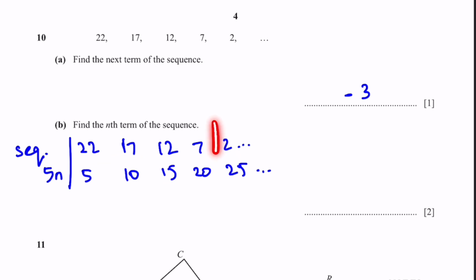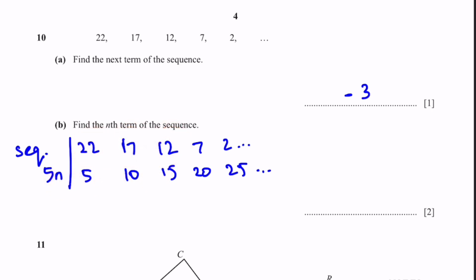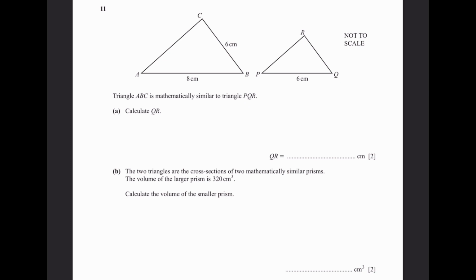Now this sequence is descending, and the 5n is ascending. So we need to subtract 5n from some number to get this. So that some number is x. So x minus 5 will be 22. x minus 10 is 17. x minus 15 is 12. Like that. And using this information, we can find out that x will be equal to 27. That means the sequence will be 27 minus 5n. That's the answer.